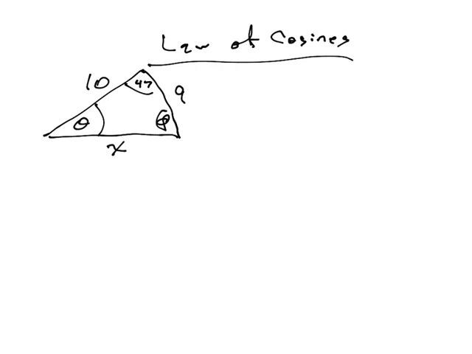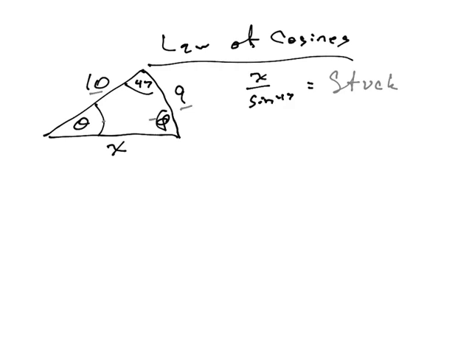Well, if I try to do law of sines, I'd say, okay, well, x over sine 47, and then I need another full set of information. Well, here's side length 9, but I don't know its angle, and here's the 10, and I don't know its angle. So I don't have a full set of information. So I'm stuck. I cannot use law of sines. That's when law of cosines is useful.